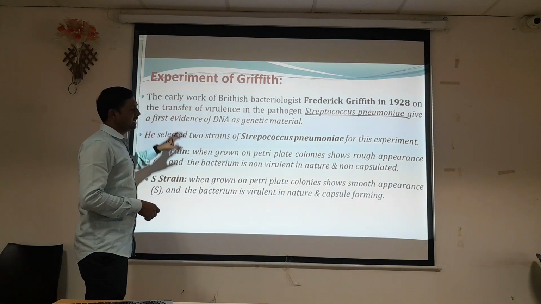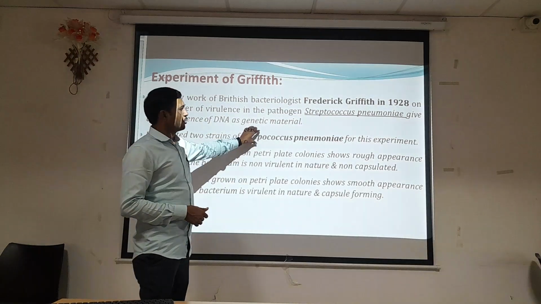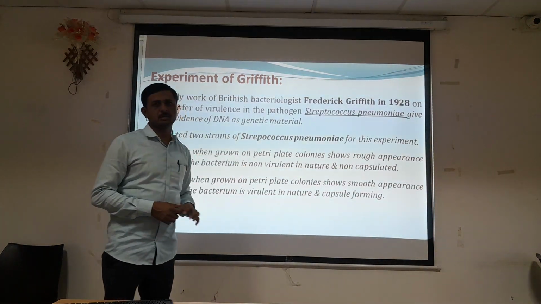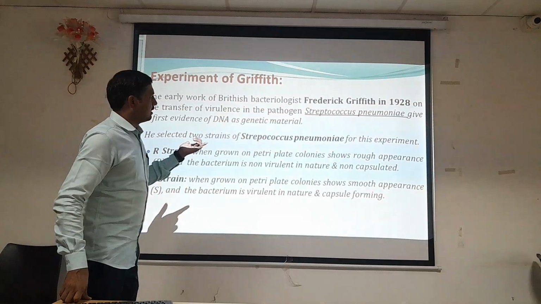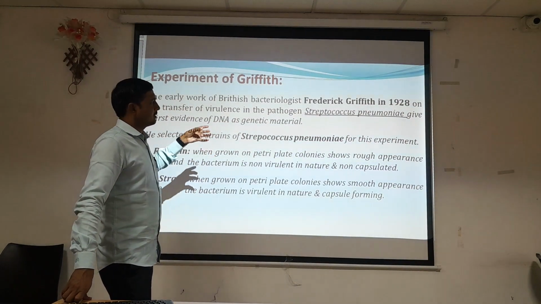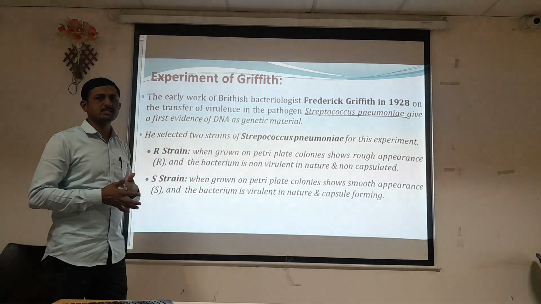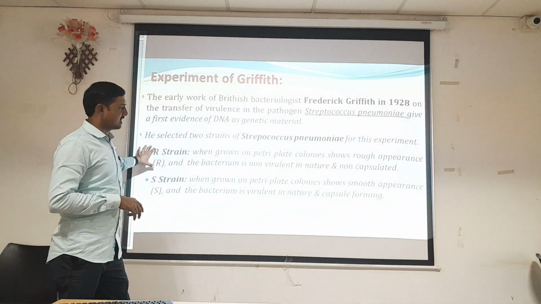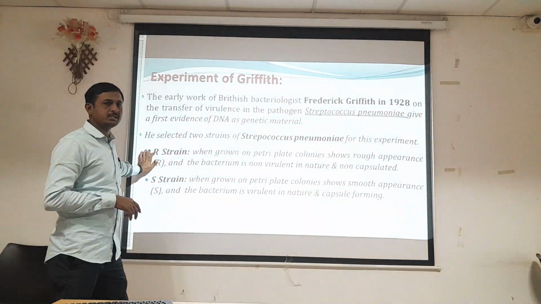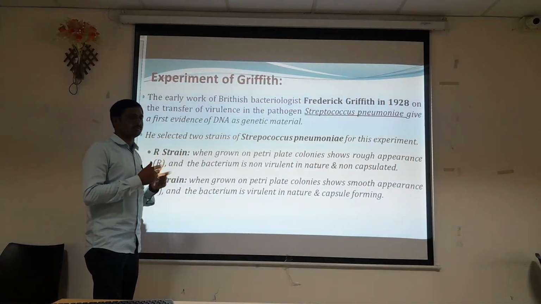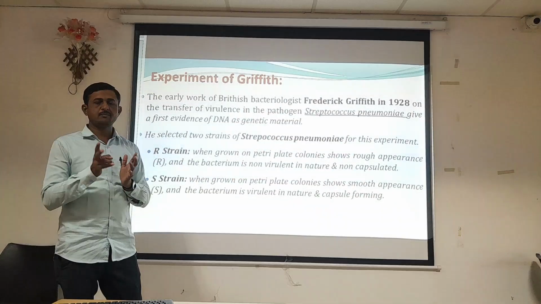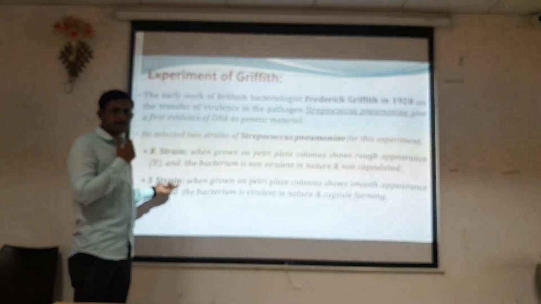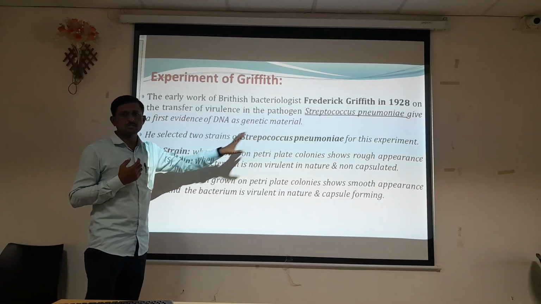For the experiment he selected two strains of Streptococcus pneumoniae, which is a bacterium. One is the R type of strain, where R stands for rough. A strain is a different variant of the same type of bacteria. So the R type and the S type are both strains of Streptococcus pneumoniae.